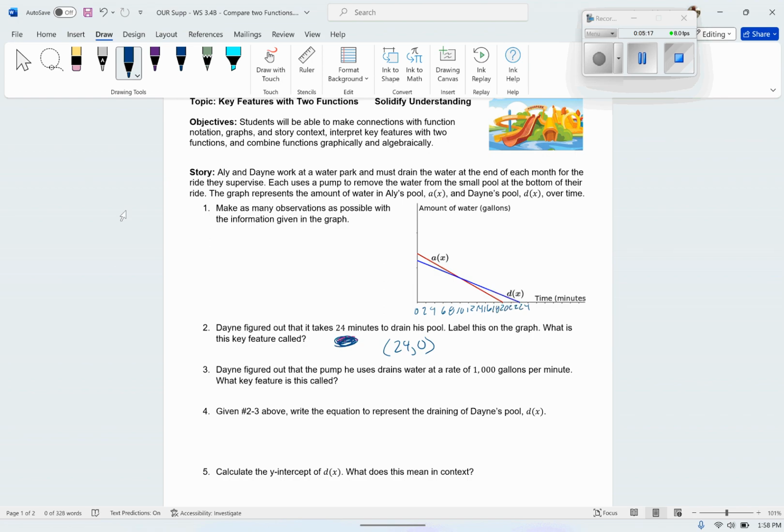So what feature of a graph is that point? Is it the x-intercept? Is it the y-intercept? Is it slope? What do you think?